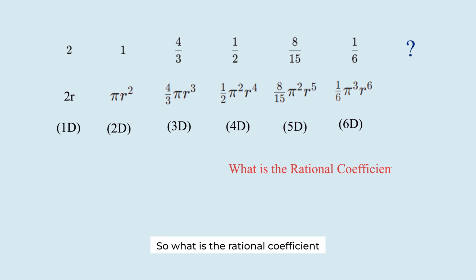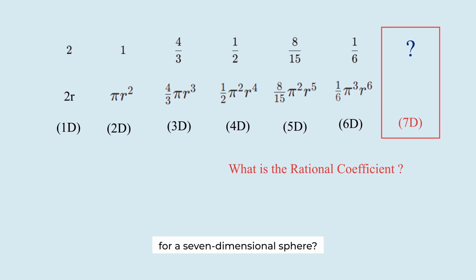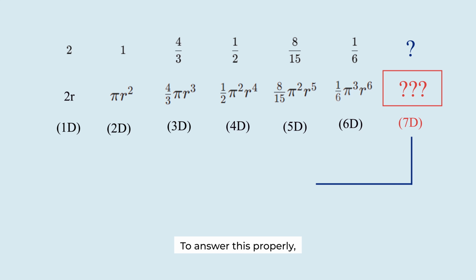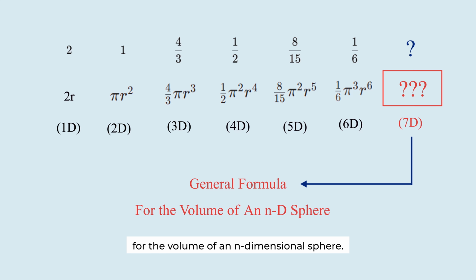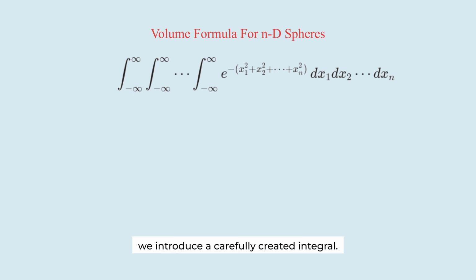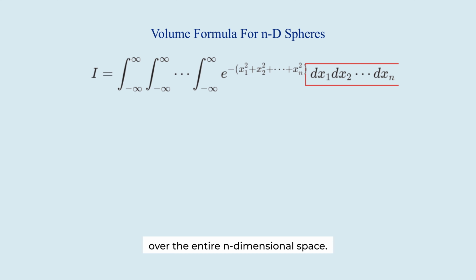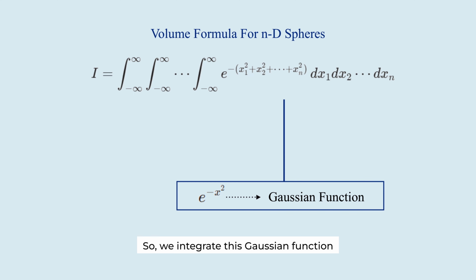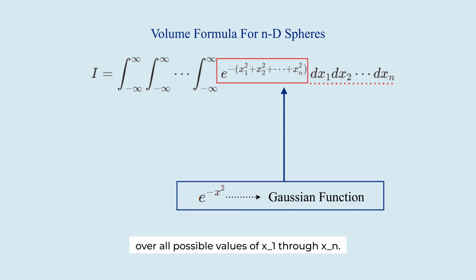So, what is the rational coefficient for a 7-dimensional sphere? Do you know what the formula is? To answer this properly, we need the general formula for the volume of an n-dimensional sphere. Let's derive it. To do that, we introduce a carefully created integral. Let's call it I. I is defined as the integral of this exponential function over the entire n-dimensional space. This is called the Gaussian function. So, we integrate this Gaussian function over all possible values of x1 through xn.